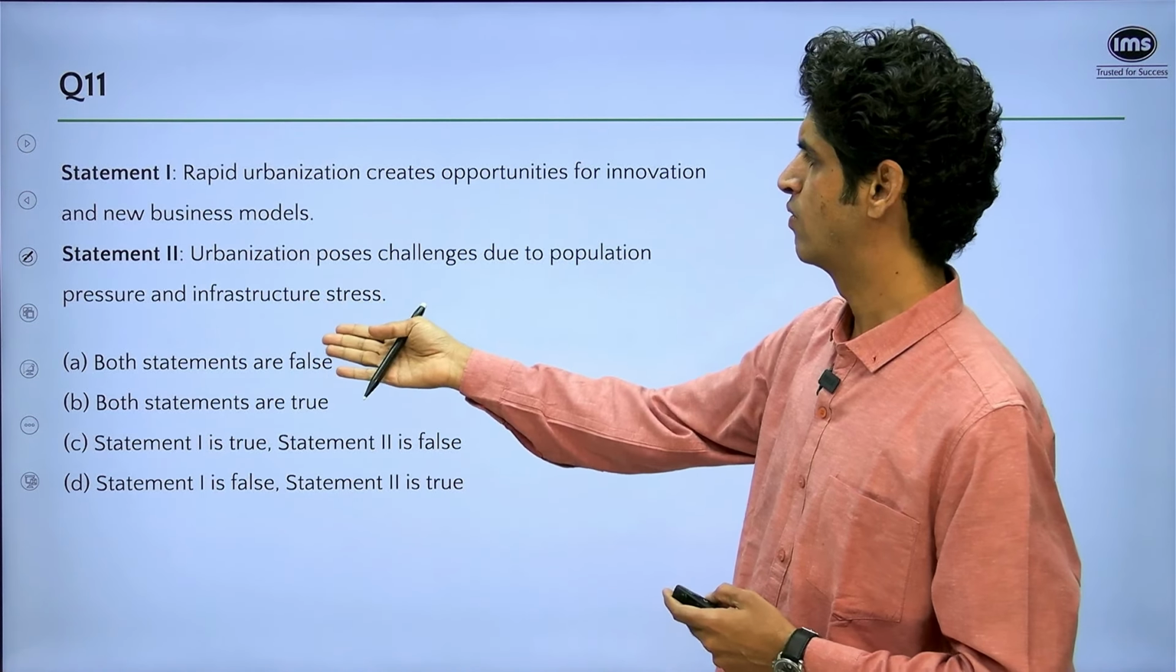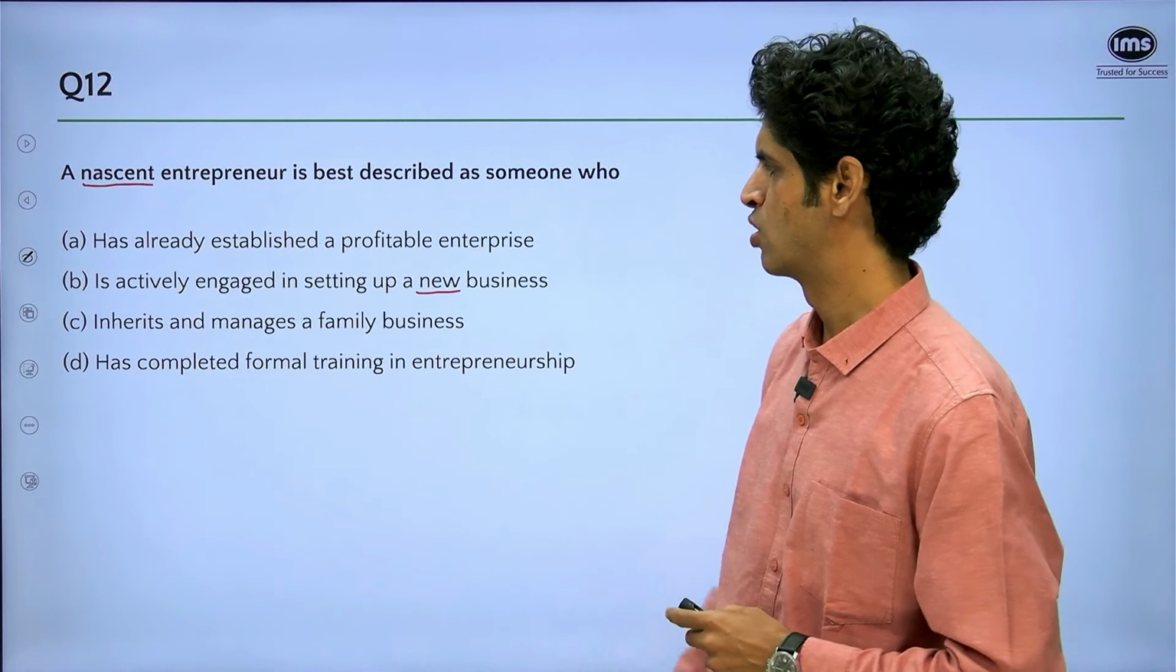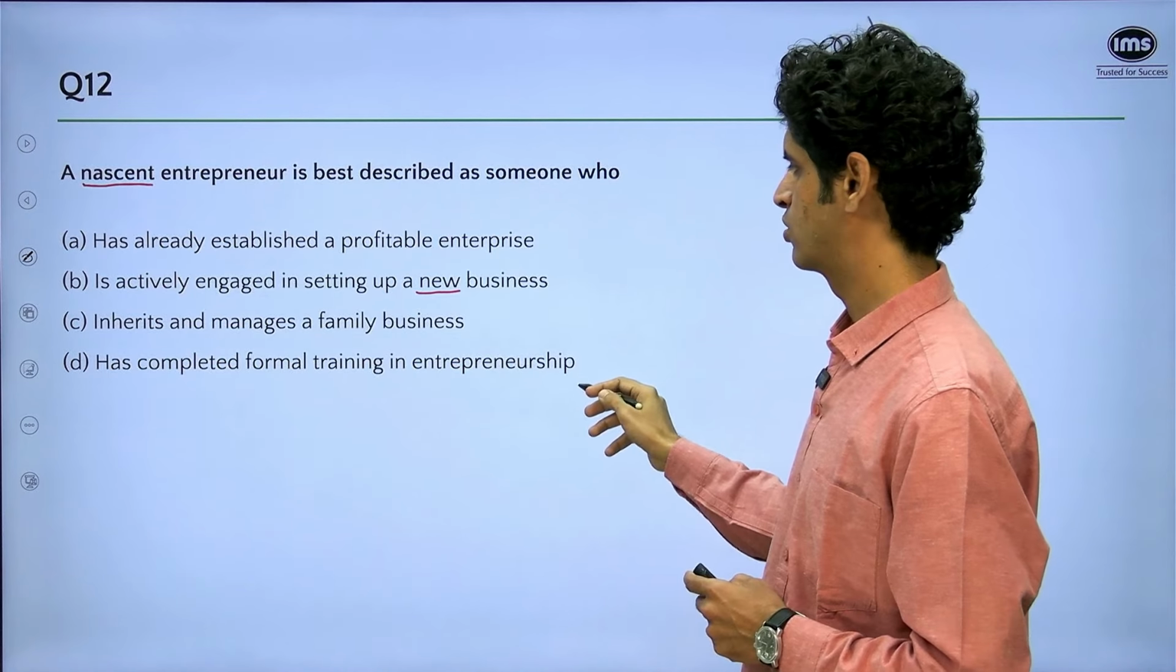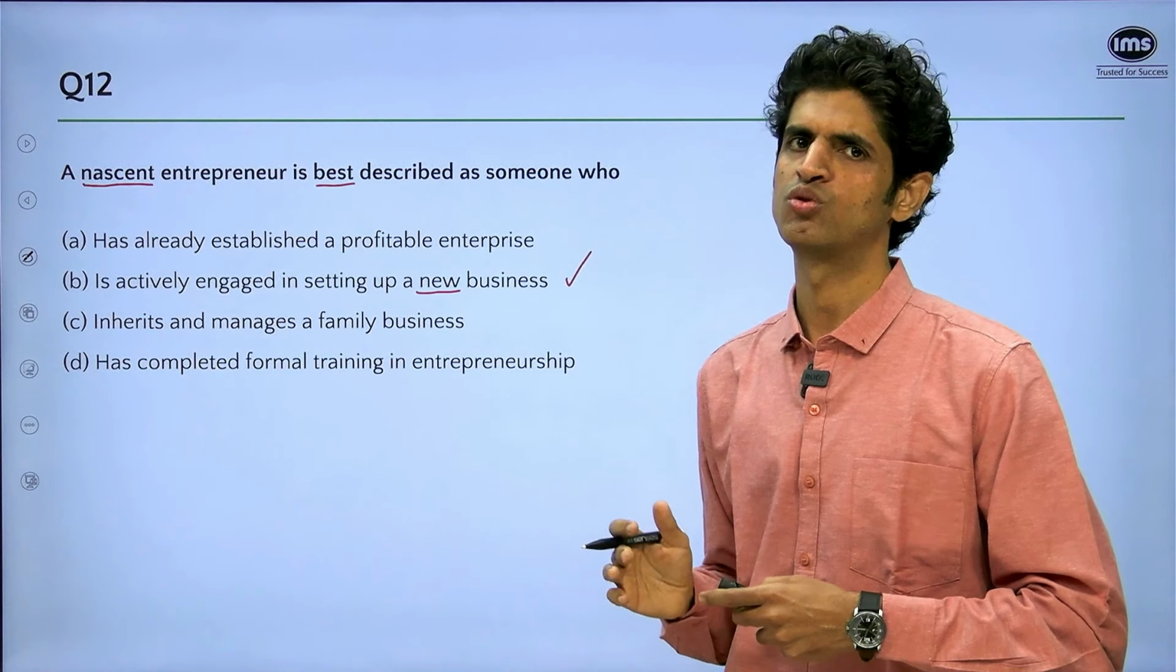Nascent. If you understand the term nascent, you will know it is something that is new, that has just started off. Has already established? No. Is actively engaged in setting up a new business? New is the key word here. Inherits, not something that you start, and manages a family business. Nascent? New? No. Not really appropriate. Has completed formal training in entrepreneurship. Is there formal training? Probably yes. Does it make that person a nascent entrepreneur? Not necessarily. May or may not be. This is definitely true. Best described. So the other options are fair. We have to choose the one that is the best.